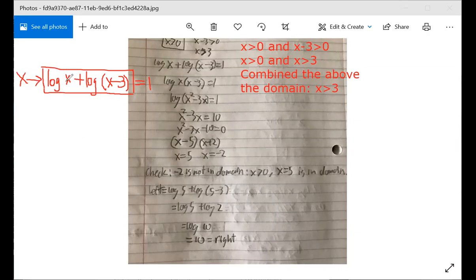So both have to be guaranteed in the domain. You cannot say, oh, I have a log 2 here. Log 2 is okay, but log of 2 minus 3 will not be okay. Log of negative 1 is undefined, right? So the domain is going to be x larger than 3. Does that make sense to you guys? Okay, good.